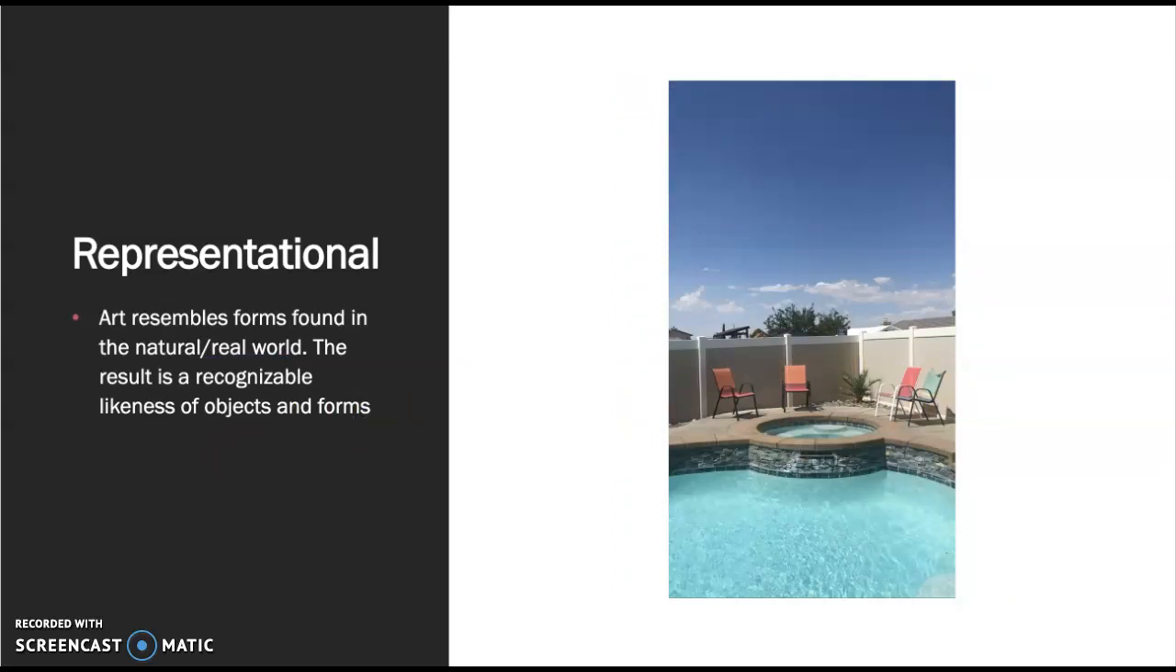Here's one more example. Now this is a pool setting. We have chairs, 1, 2, 3, 4. We have the spa here, a fence. We even have the clouds, sky, tree. You and I can start naming these objects one by one. If we can see what it is, that is representational art. It represents the real world, it resembles reality.